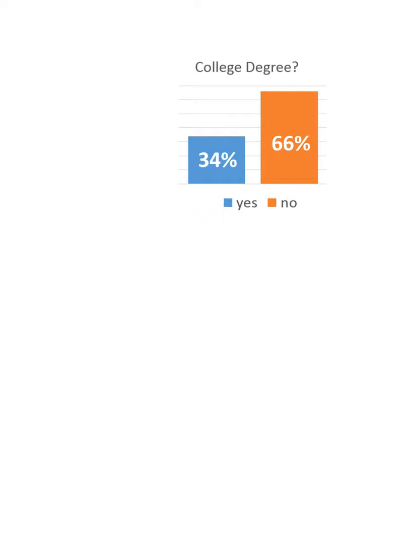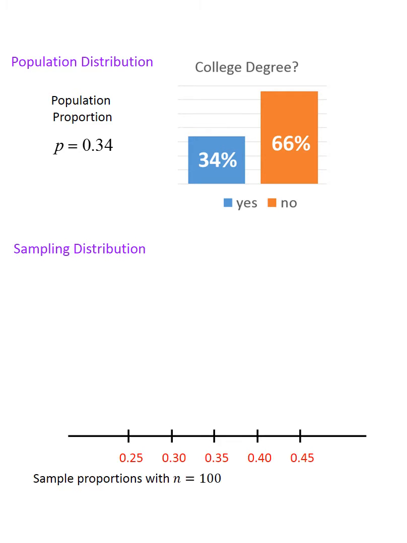This lesson is about the central limit theorem for proportions. Consider the following example. It turns out that 34% of Americans have a college degree. We call that our population proportion, or P. Let's examine what a sampling distribution would mean and look like in a case like this.